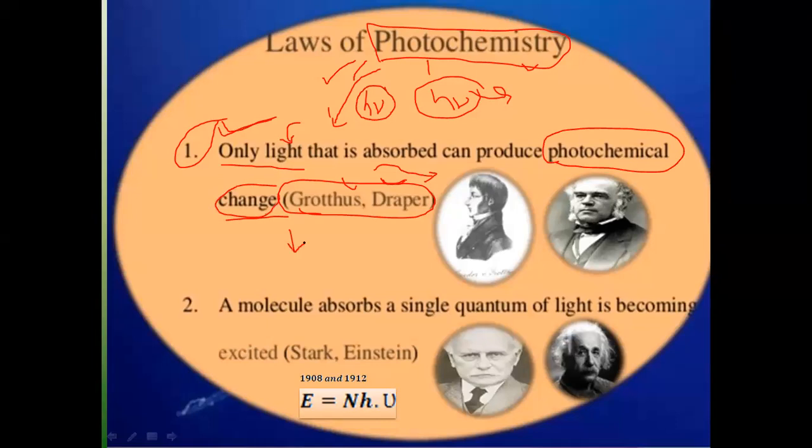Then the next law is proposed by Stark and Einstein. This law states that a molecule absorbs a single quantum of light and becomes excited. This means a photochemical reaction occurs due to absorption of light. How does it absorb light? It absorbs light and then undergoes excitation, and after excitation it shows the further reaction. That's why Stark and Einstein proposed this law about photochemistry.